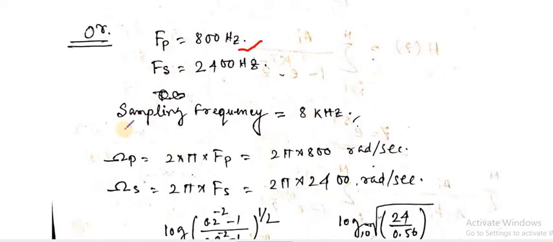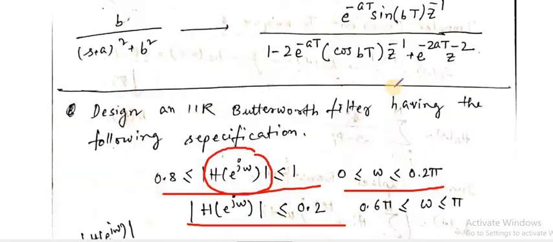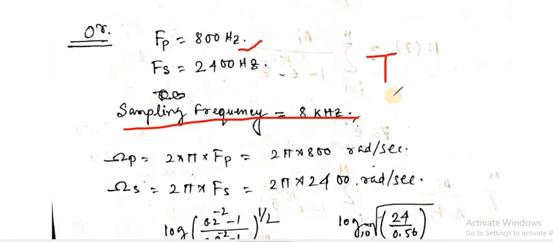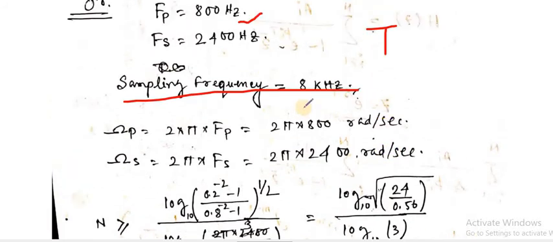So you have to know the sampling frequency, in that case 8 kilohertz. It is given in our problem. If it is not given, then you have to assume some value of the sampling frequency, or if the sampling frequency is not given, then T is given to you. If T is given, then sampling frequency you can calculate. If sampling frequency you know, then T can be calculated.